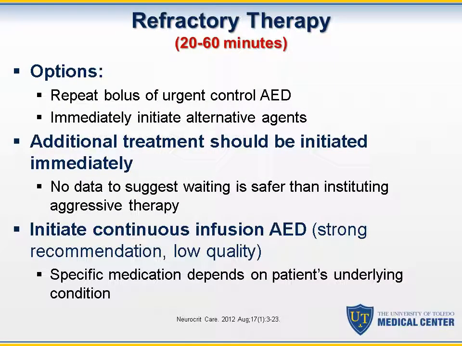If SE persists clinically and/or on continuous EEG monitoring after both emergent initial and urgent control therapies have been tried, the patient is considered to have refractory SE. Some options at this point include to repeat the bolus of an urgent control AED or immediately initiate alternative agents. Either way, additional treatment should be initiated immediately. There's no data to suggest waiting is safer than instituting aggressive therapy. It's recommended that you initiate a continuous infusion AED in refractory therapy, and the specific medication depends on the patient's underlying condition.